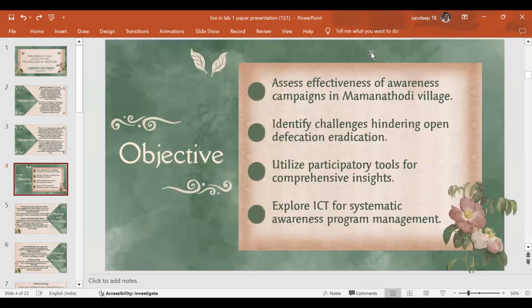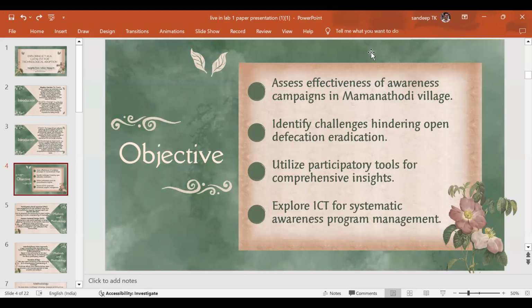These are the objectives we identified for the study. Assess the effectiveness of awareness campaigns in Mamdadodi village. The village we selected is Mamdadodi in Raichur district. Identify challenges hindering open defecation eradication.